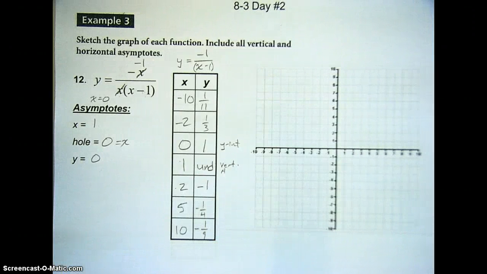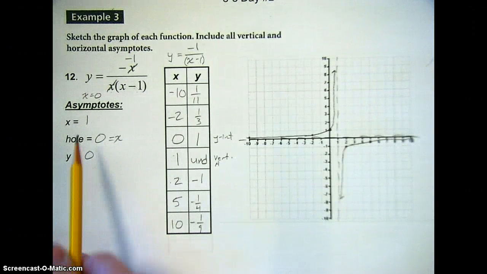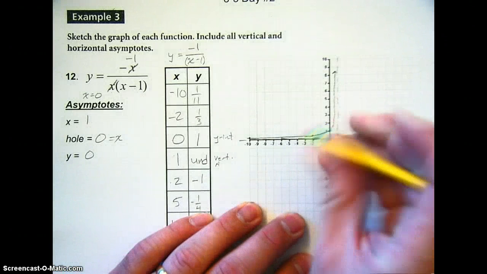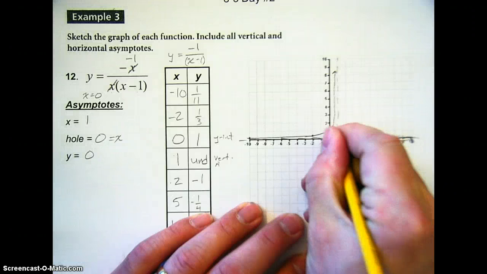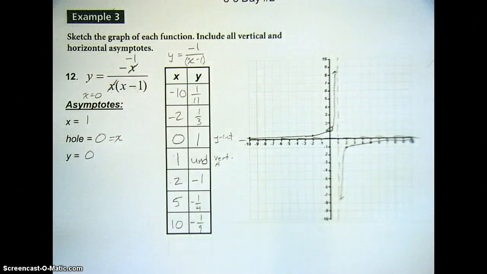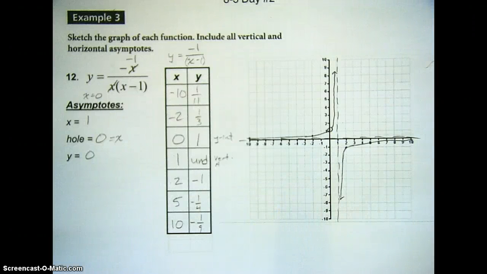So I've got mine graphed. Now remember, our hole's at x equals 0. So we've got to erase this point right here where x equals 0, and we've got to put a circle there. That's our hole. Okay? Any questions? Where's the hole? Hole's right there. Questions? All right, very good.